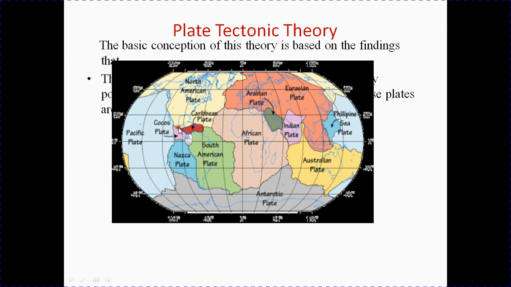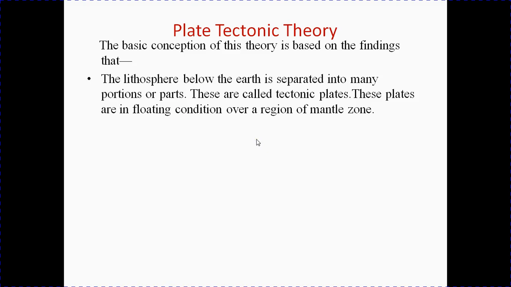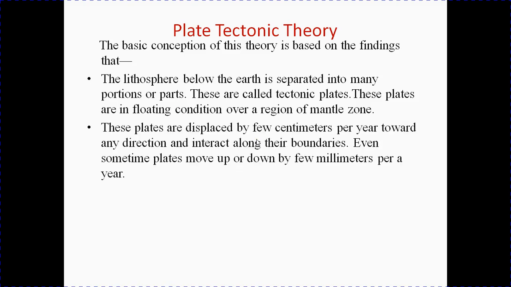There are 17 Earth plates in our Earth's surface. These plates are displaced by a few centimeters per year toward any direction and interact along their boundaries. Even sometimes plates move up or down by a few millimeters per year.